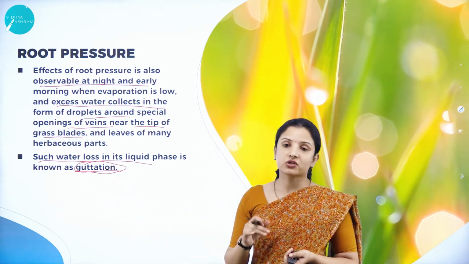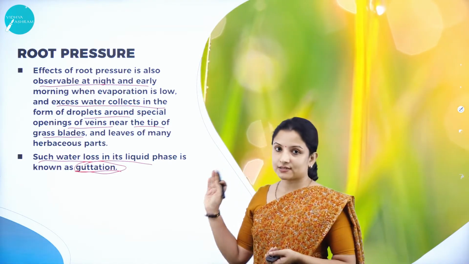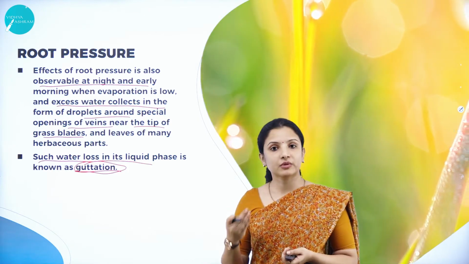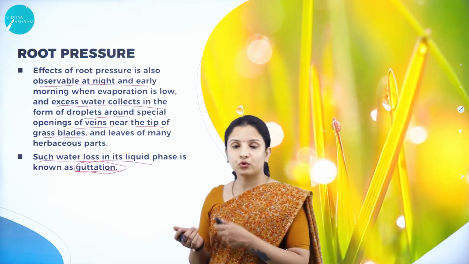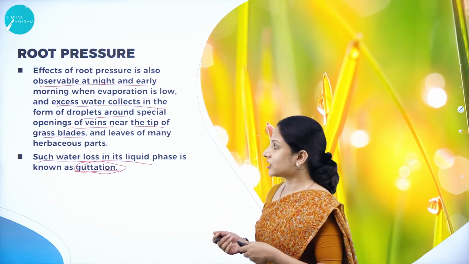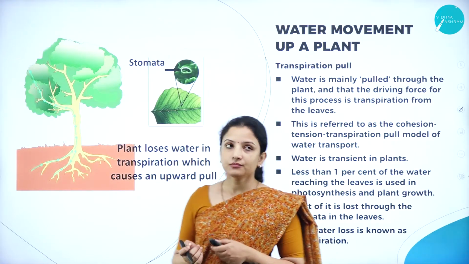So that is the difference between transpiration and guttation. In transpiration, the water is lost from the leaves in the form of vapor, whereas in guttation, the water is lost from the leaves in the form of droplets itself. Both transpiration and guttation go hand in hand with the root pressure.